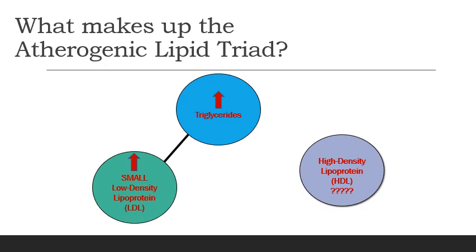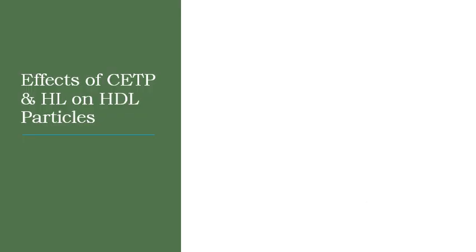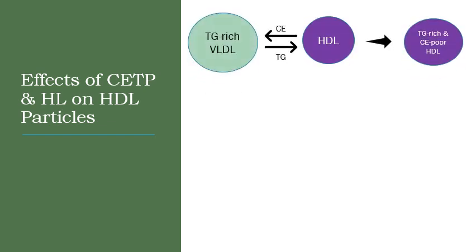All right, on to the HDL. Remember, in this hypertriglyceridemic state, the VLDL particles are overly packed with triglyceride. CETP can also do a second thing to fix this situation. If you remember from the enzymes slide, CETP can also exchange one triglyceride for one cholesterol ester between the VLDL and an HDL.